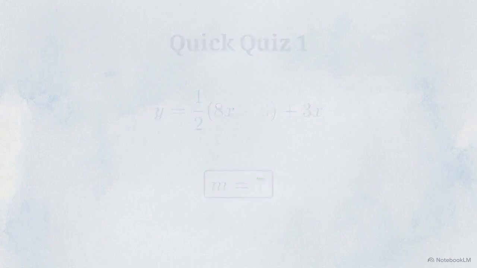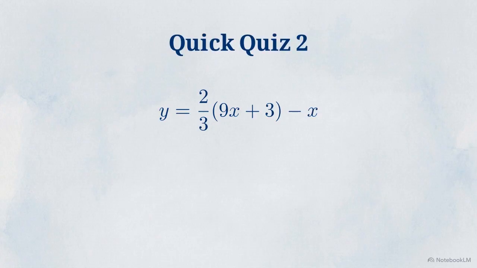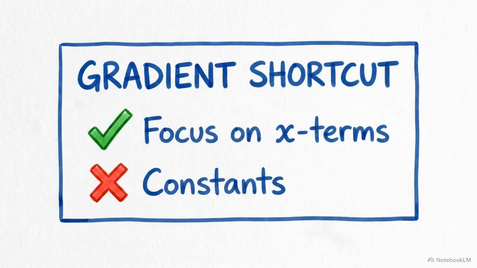Find the gradient for this equation. Ignore the positive 3. 2/3 of 9 is 6. The lone negative x carries a hidden coefficient of -1. Subtract 1 from 6, and your gradient is 5. The rule is simple. To find the gradient quickly, simplify the coefficients of x and ignore the constants.